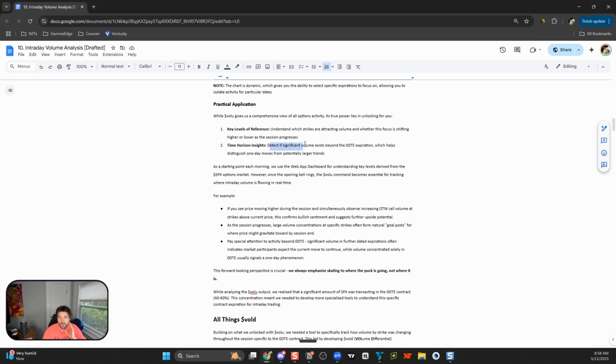Then it also gives us insights into the time horizons, meaning, do we see significant volume existing beyond the 0DT expiration, which potentially helps us distinguish if this is really just a one-day move or if it potentially has legs for a larger trend.